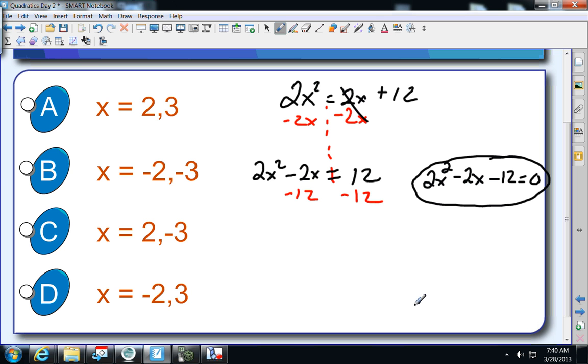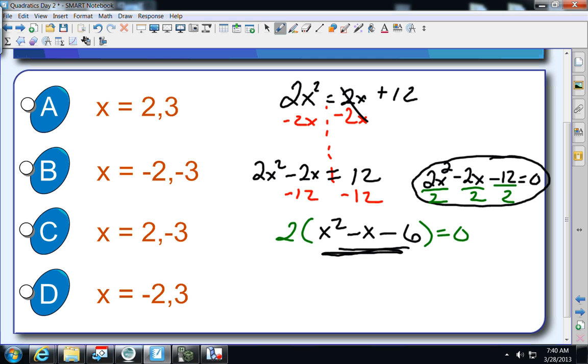Now I heard somebody say it now. What do we have to do next? Pull out the GCF. What is the GCF? 2. So I'm going to pull the 2 out, and I need to write what's left. So that means I divide everything by 2. I get x squared minus x minus 6. This is what we're factoring now. So go ahead and try and do that and then set them equal to 0.